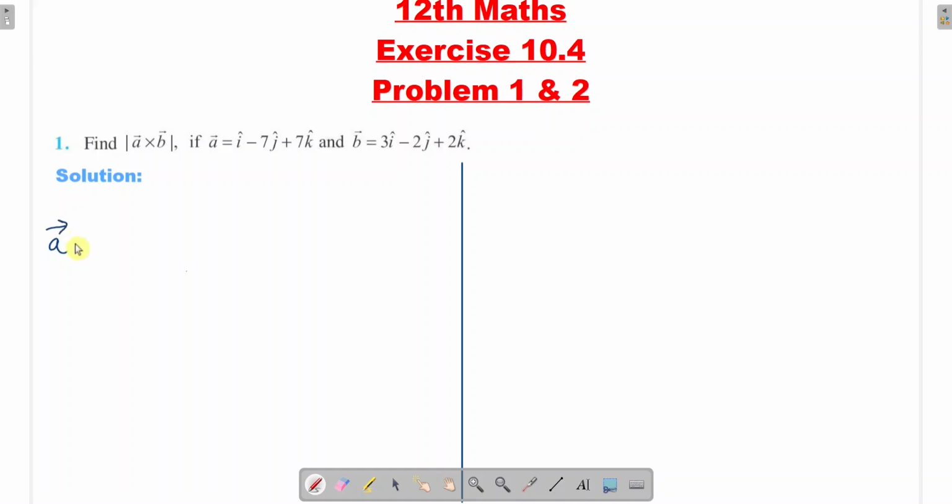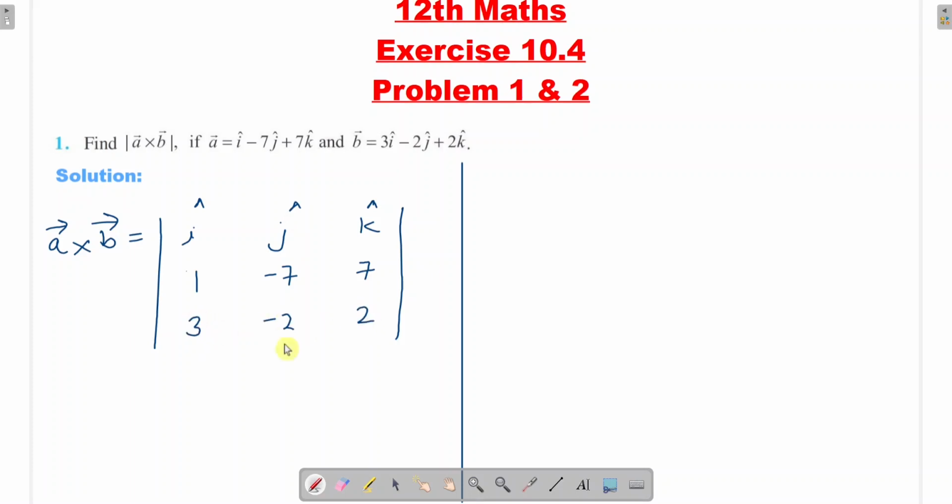So A bar cross product B bar is nothing but i cap, j cap, k cap, and then the coefficients of A bar will be in the second row. So 1, minus 7, 7. Then the coefficients of B bar will be in the third row. So 3, minus 2, 2.